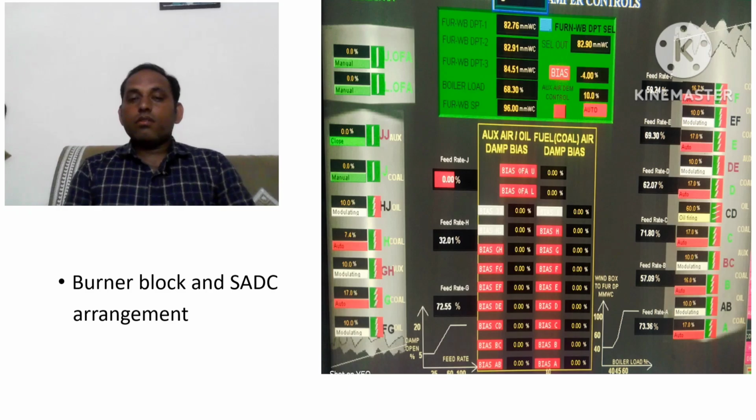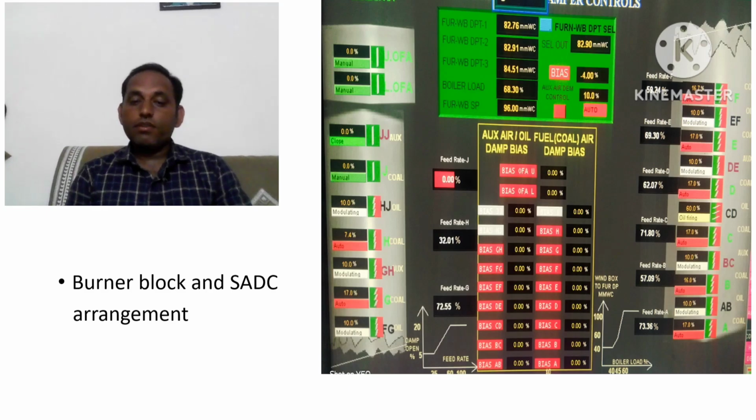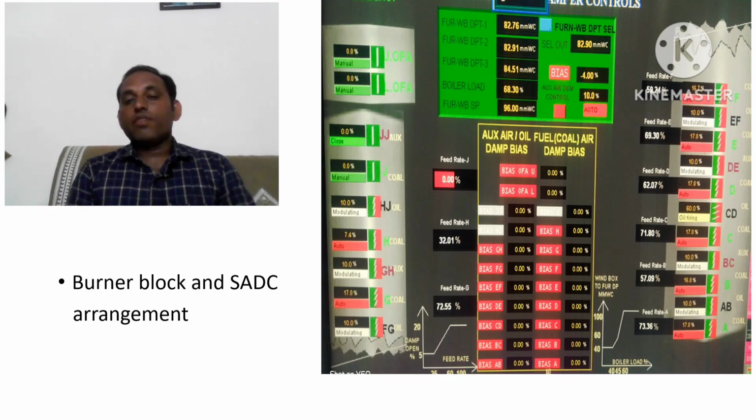There are a total of 20 LDO guns provided. You can see here these elevations are AB, CD, EF, FG and HJ. So there are 4 corners, with 4 oil guns at one elevation, and the total number of elevations is 5. So the total number of LDO guns is 20.